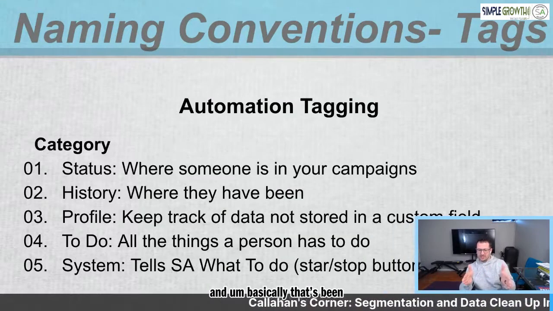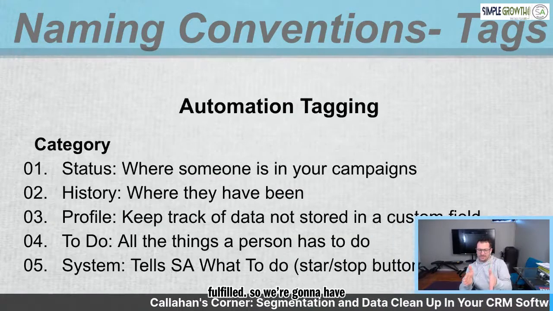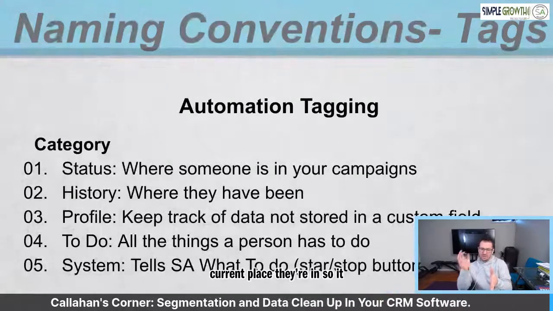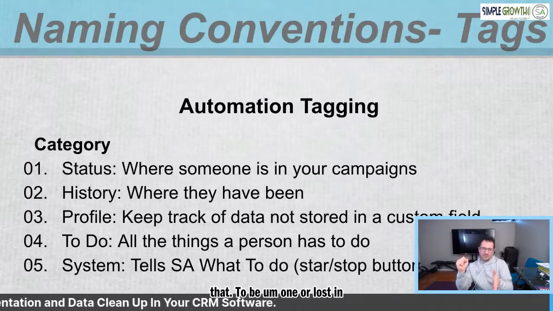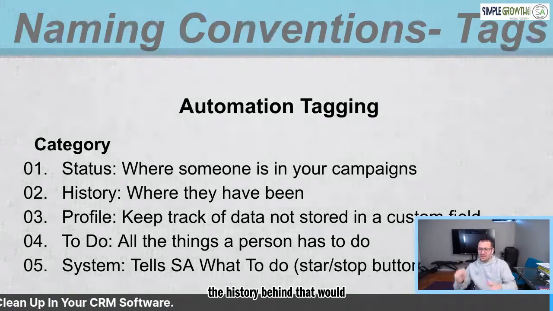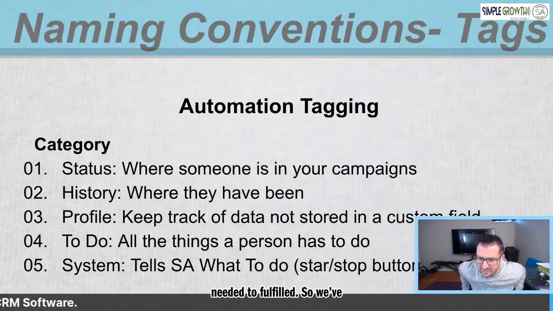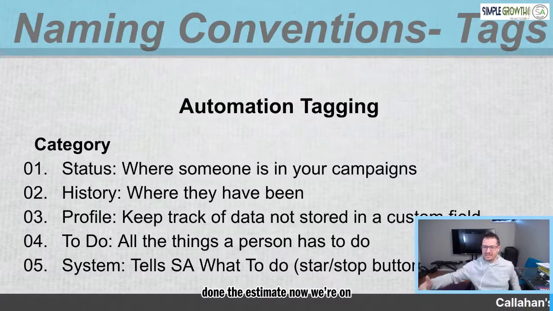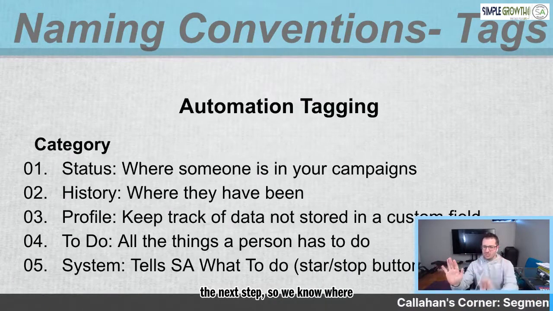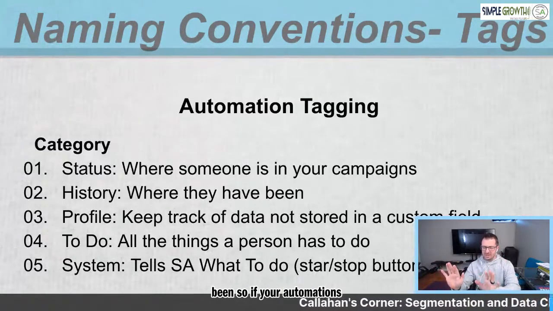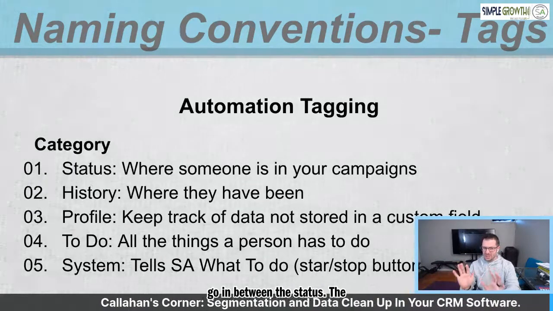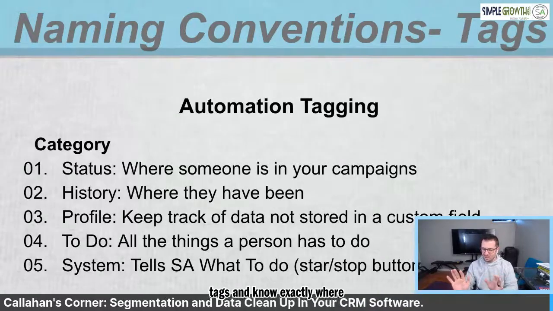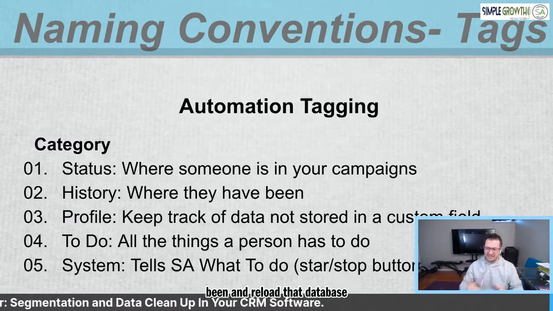basically that's been fulfilled. So we're going to have the last place they were and the current place they're in. So it would be they have an estimate that needs to be won or lost, and the history behind that would be they had an estimate that needed to be fulfilled. So we've done the estimate, and now we're on to the next step. So we know where they're at and last place they've been. So if your automations ever have issues or there's a glitch in the software, we can go in between the status and history tags, the 1 and 2 tags, and know exactly where they were and where they've been and reload that database very quickly.